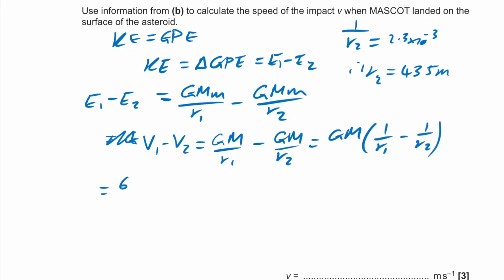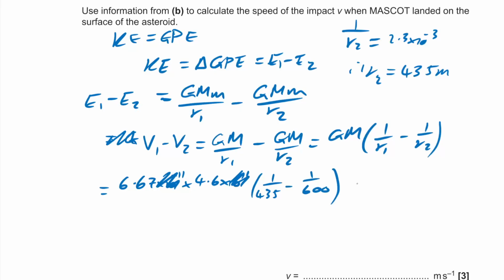So that's going to be 6.67 times 10 to the minus 11 times the mass. We said that was 4.6 times 10 to the 11. Oh, that's cool. Minus 11 and 11 cancel. And so times by 1 over 435, take away 1 over 600. Going to do the brackets first. And I end up with a change in potential of 1.94 times 10 to the minus 2. And of course, that's going to be joules per kilogram, isn't it? So I have a change in potential.